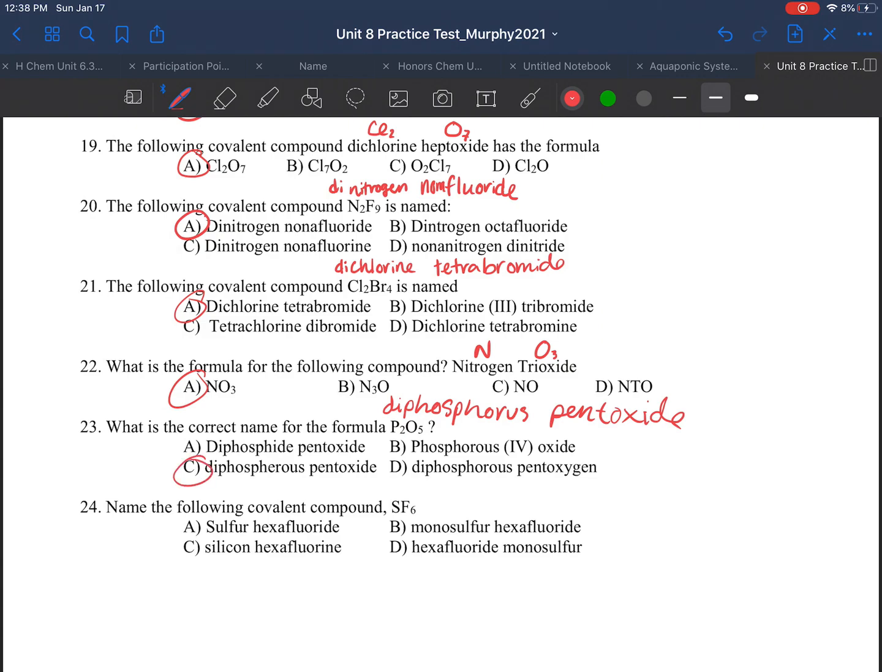Name the following covalent compound, SF6. We have sulfur because there's just one of them, and then hexafluoride. Should be A.